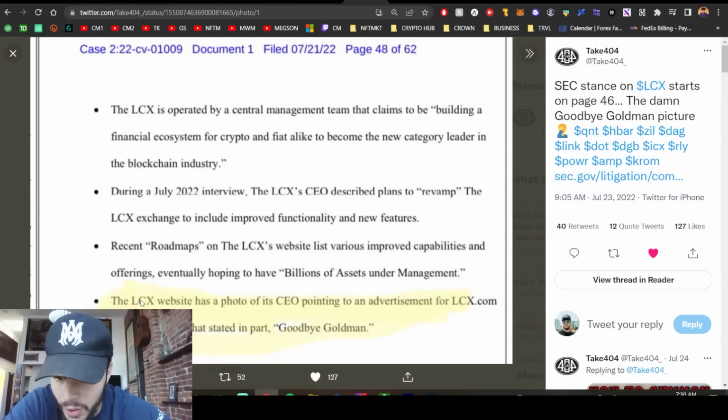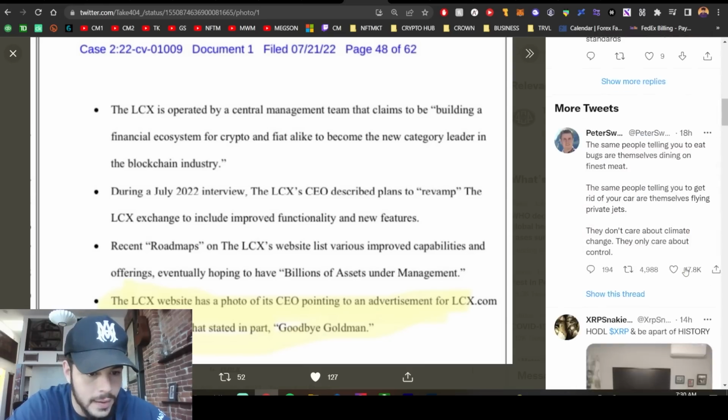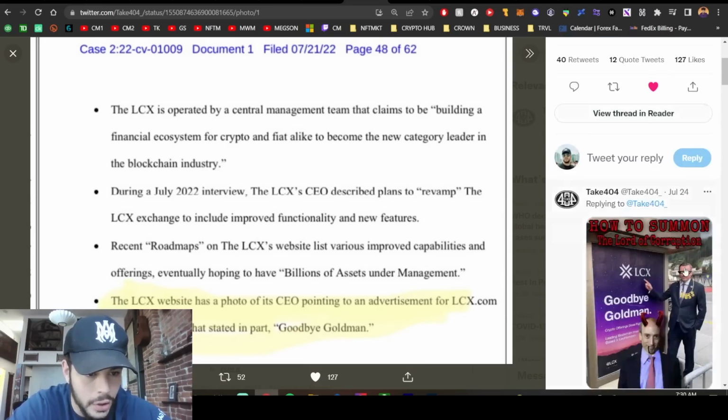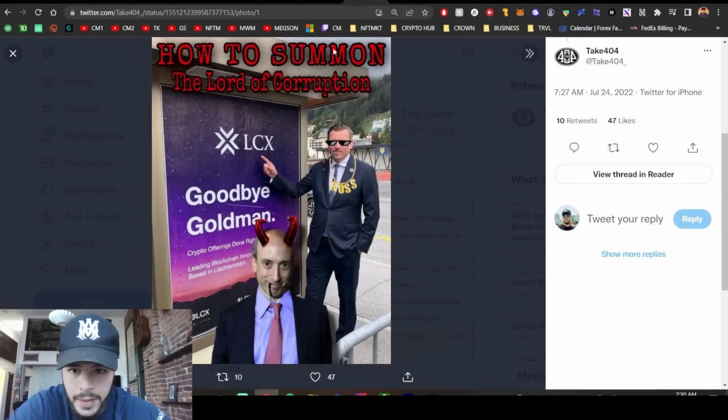listing why it's a security: the LCX website has a photo of its CEO pointing to an advertisement for LCX.com and LCX tokens that stated in part, "Goodbye, Goldman." So as you can see, that is the picture right there. Obviously, get rid of this stuff, but there's a picture. This is the CEO pointing to an LCX advertisement saying, "Goodbye, Goldman, crypto offerings done right."